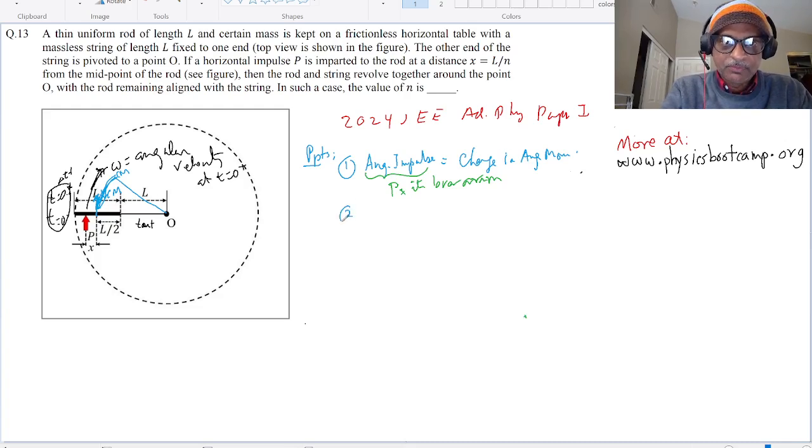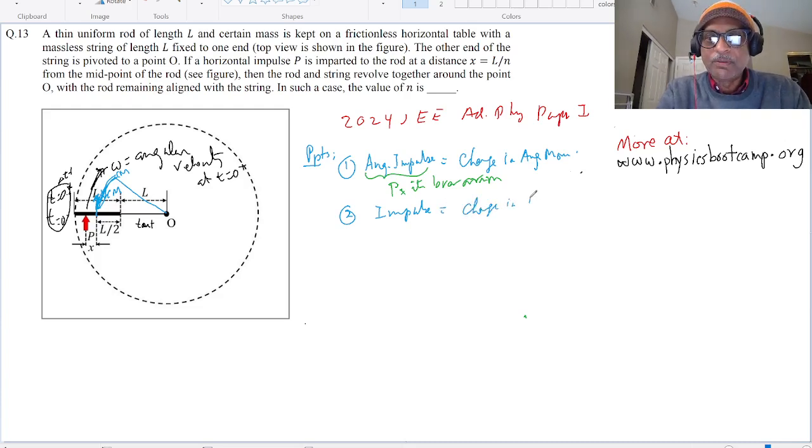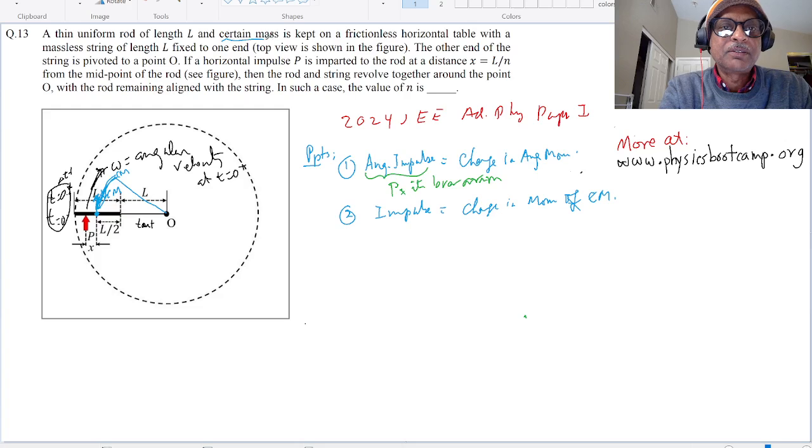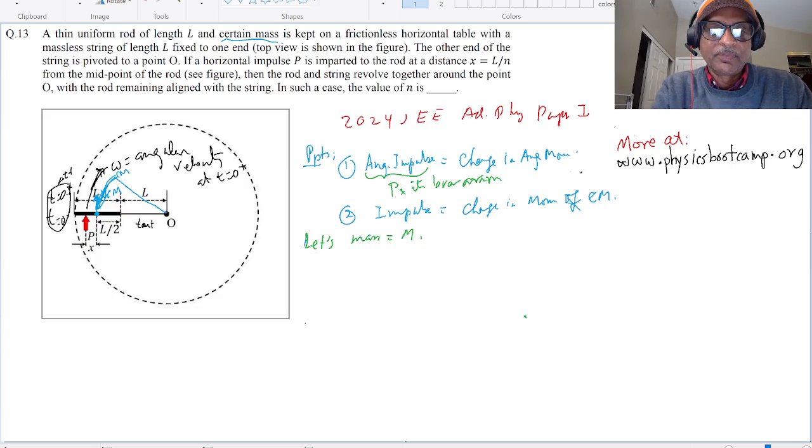The second equation will come from impulse equal to change in momentum of the center of mass, as if the entire body was placed at the center of mass. We just assume the mass is m. So let's write down these two equations and then work from there.